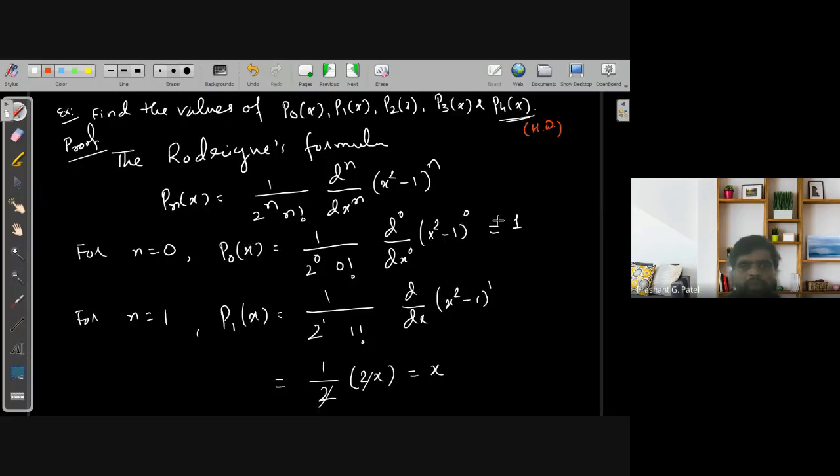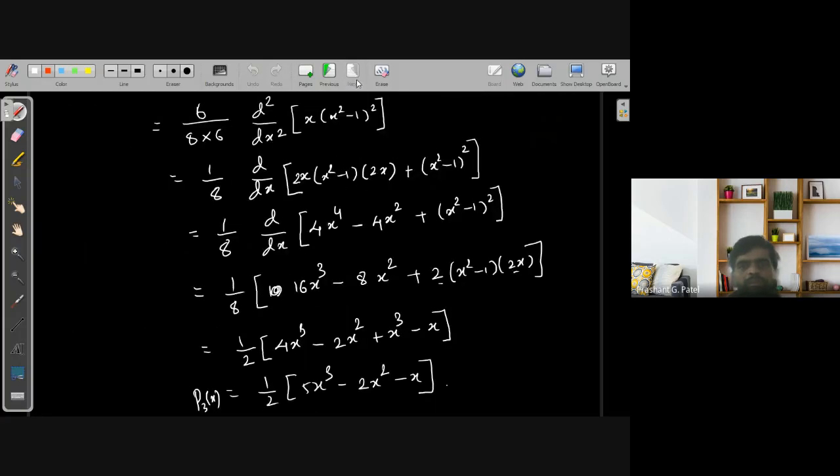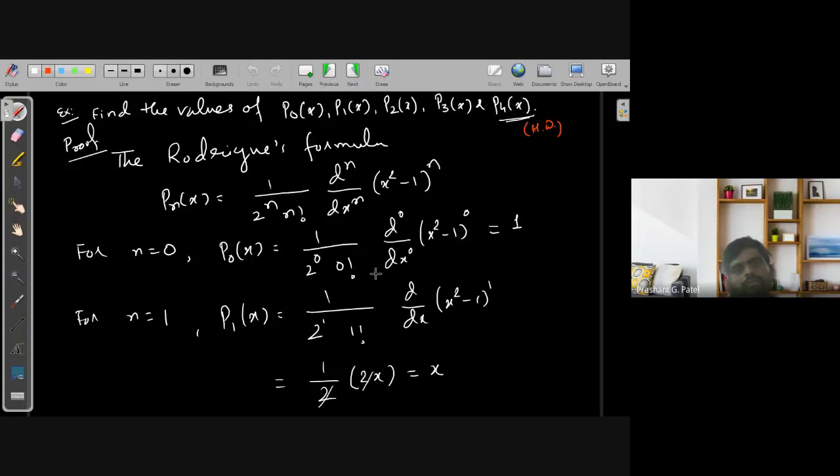Now from this, what we get, 1 equal to P0 of x, x is equal to P1 of x. So let me write that. We can write as a note. So remark. And this one we'll use to express any polynomial in terms of Legendre polynomial. From the above example, we get 1 is equal to P0 of x, that is this. 1 equal to P0 of x. x is equal to P1 of x.